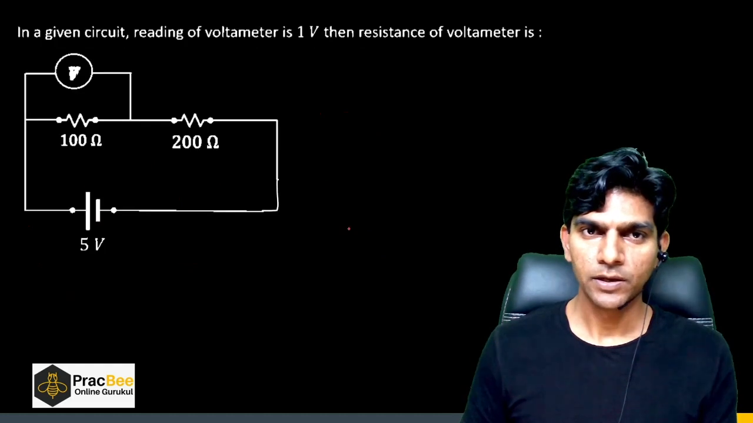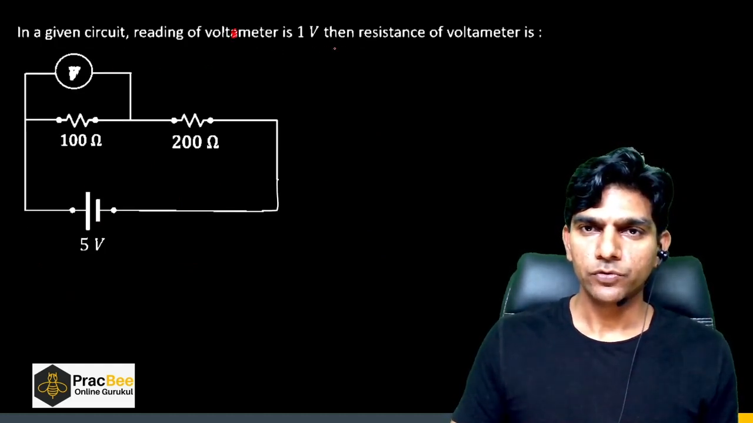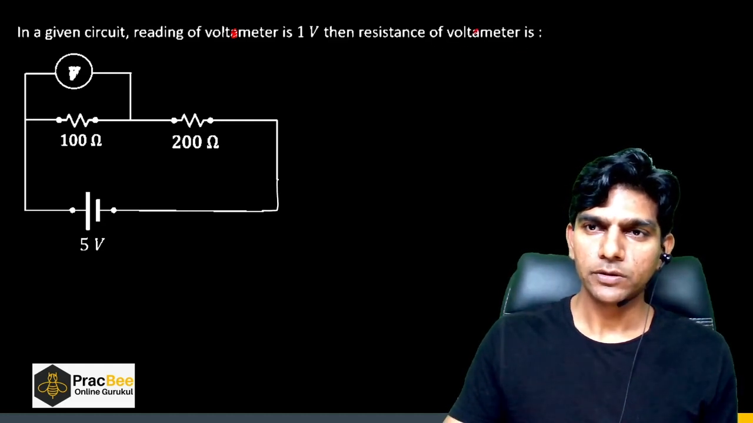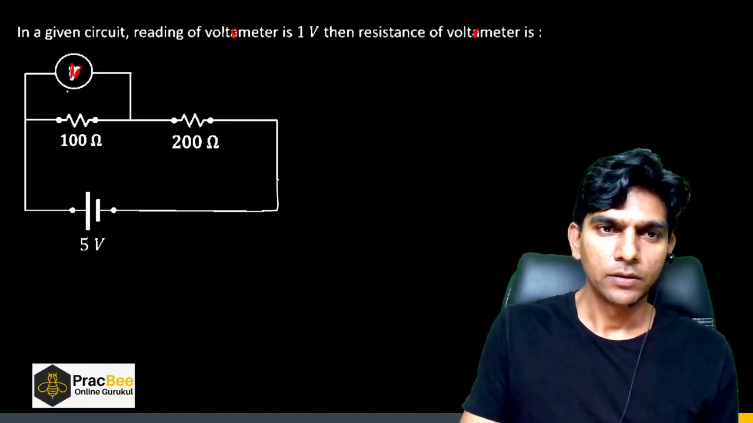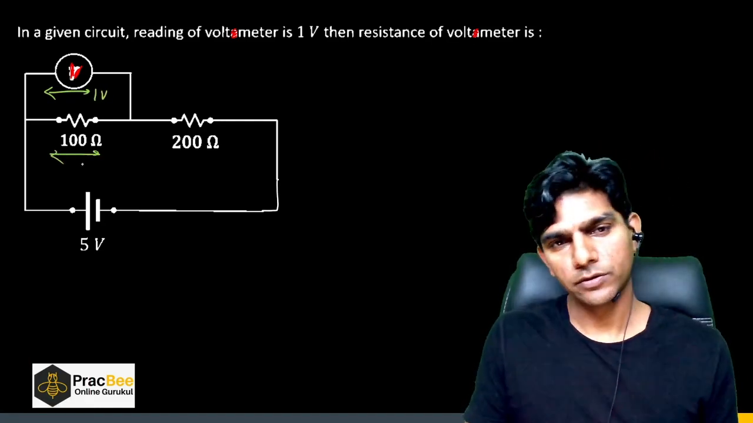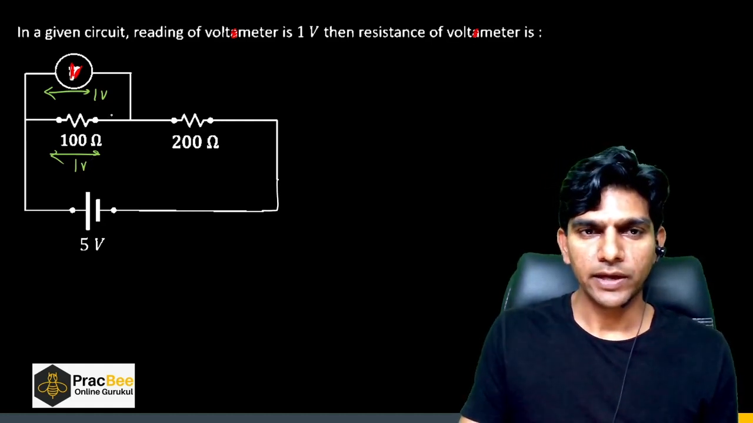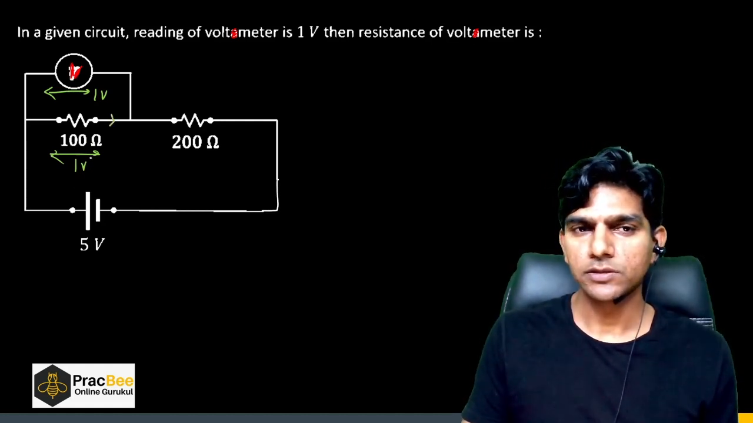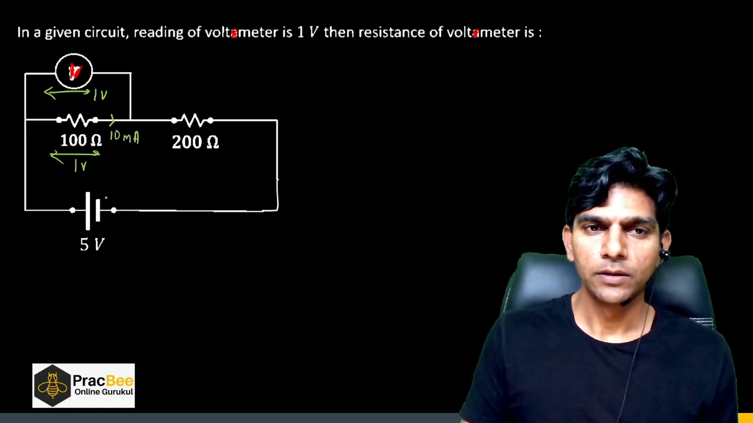So do remember this. In the circuit, the reading of the voltmeter is 1 volt, then the resistance of the voltmeter is, now this is the voltmeter, and we have been given the voltage as 1 volt. Since the voltmeter and 100 ohms are connected in parallel, both will have the same potential difference. So can we find the current in the 100 ohms resistor? Yes, we can. This current will be V by R, that is 1 by 100, so it will be 10 milliampere, right?